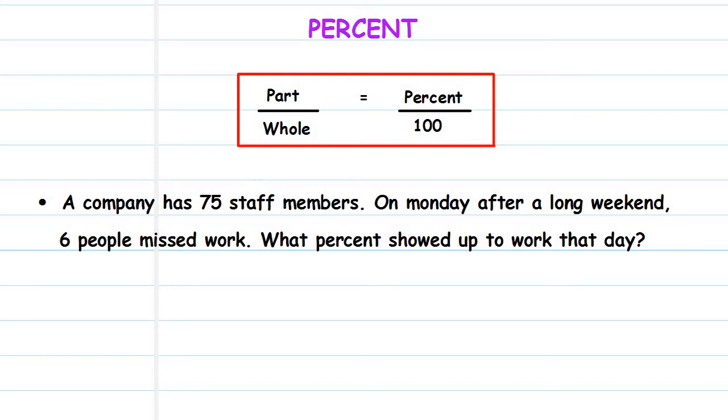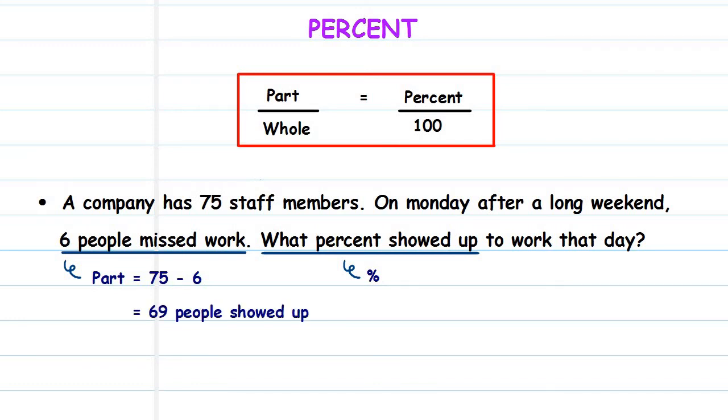Again, the first step, I will be looking for percent. And it's right there. What percent show up to work that day? So, part from the formula should reflect the number of people who show up to work. And we can get it from right there. Part will be equal to 75 minus 6. And that will give us 69 people who show up that day. And whole is 75 staff members from the whole company.